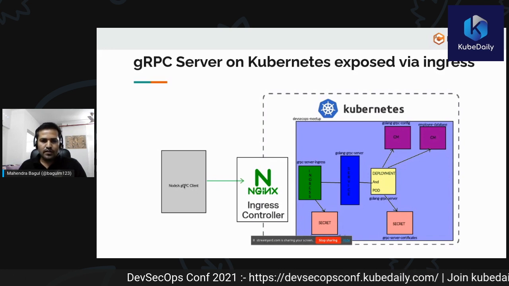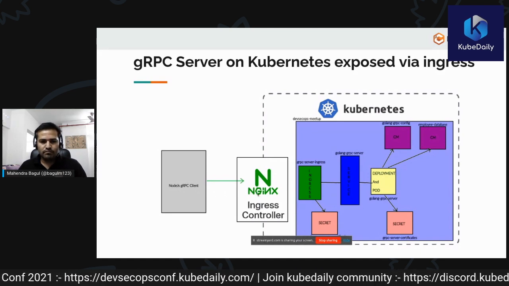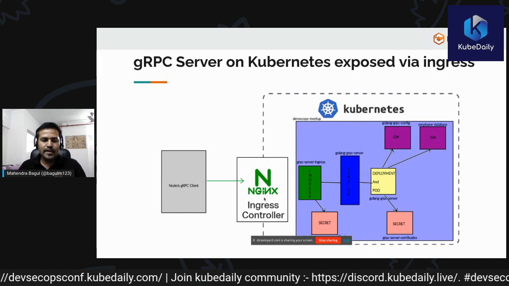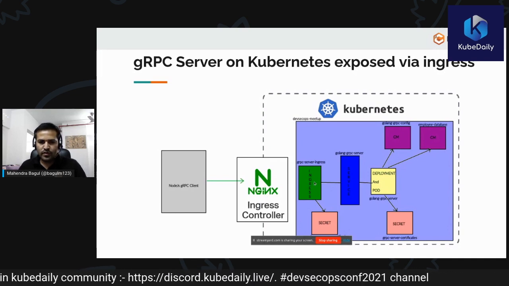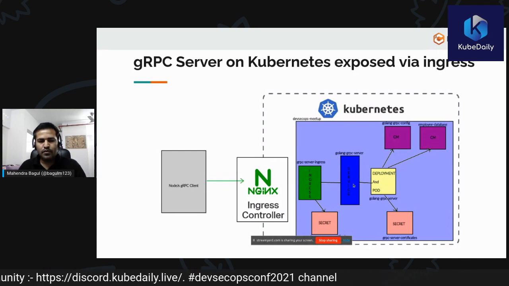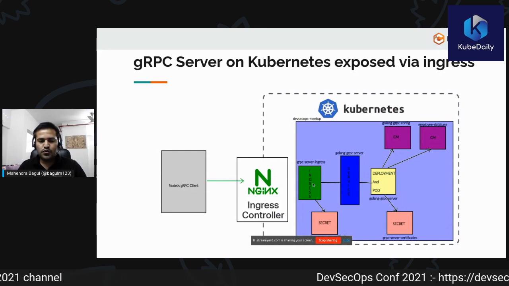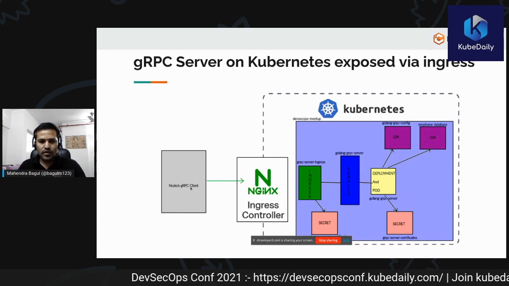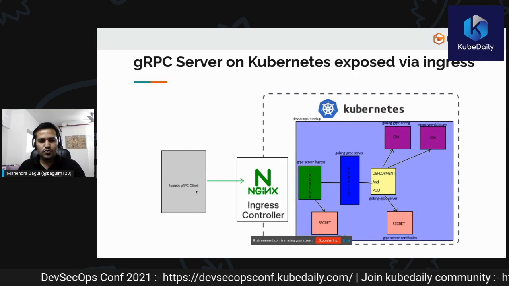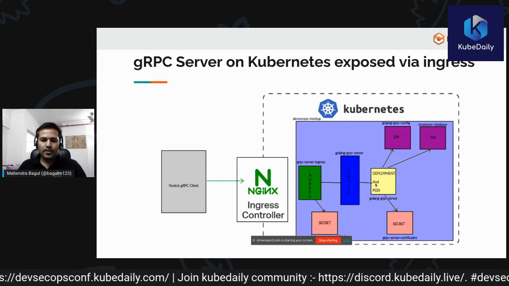Now there could have been two approaches to implement this. I could have offloaded the TLS-related things at the Ingress level itself, and the communication from Ingress to pod may happen over plain grpc. But I don't want to do that. I want the TLS termination at the pod level only, so my end-to-end communication will be secure. From grpc client to grpc server, the whole communication will be secure.